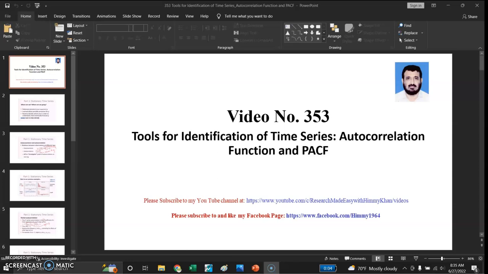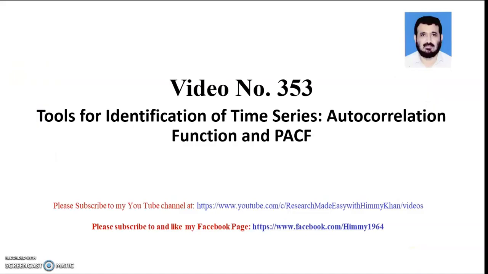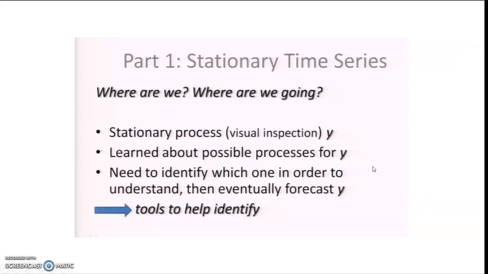In my previous two videos I discussed the properties and identification of time series. In this video I'm going to discuss some tools which are used for identification of time series, and these include the autocorrelation function and partial autocorrelation function.